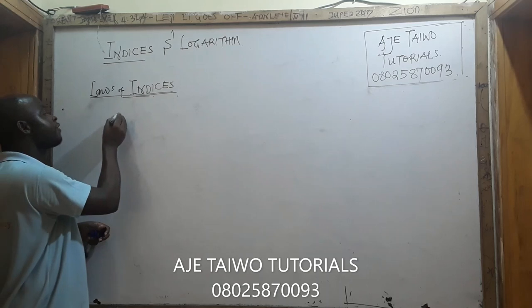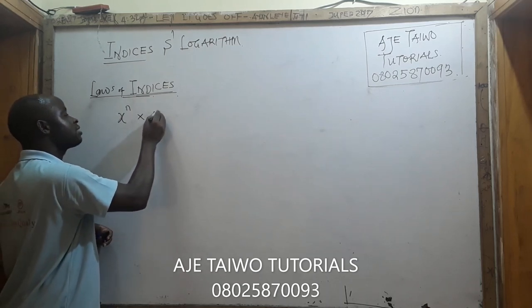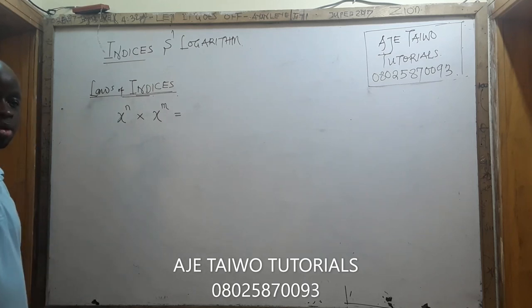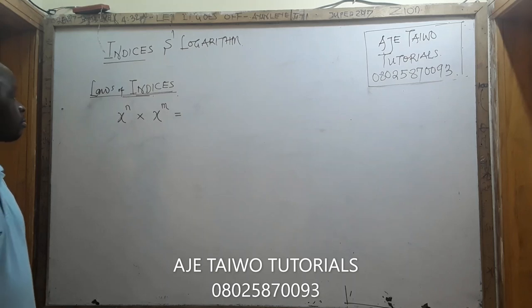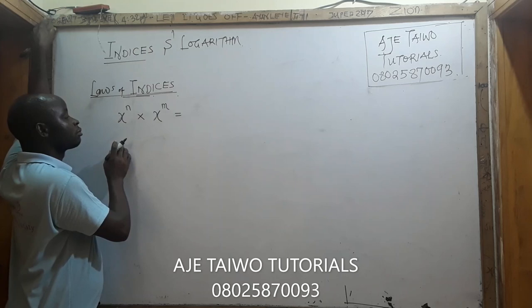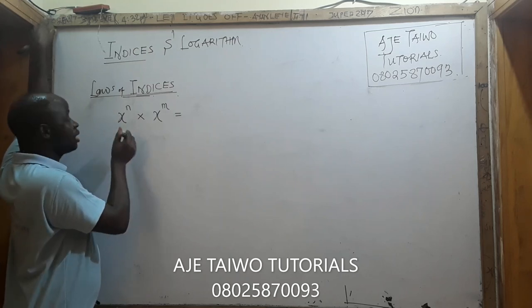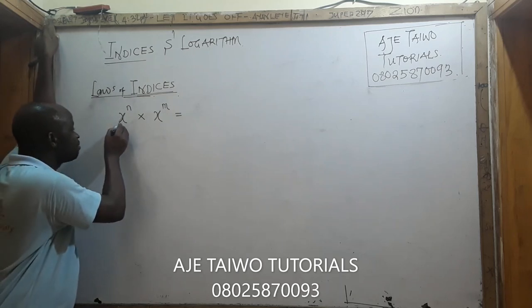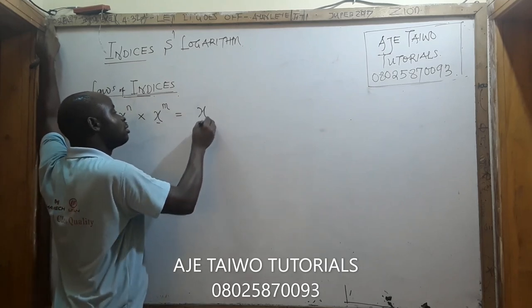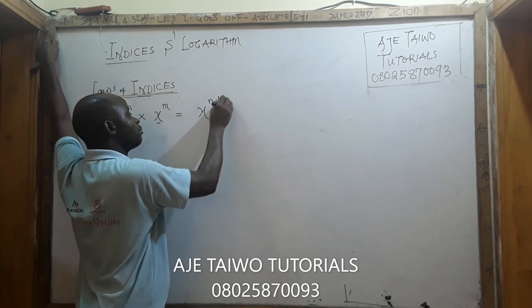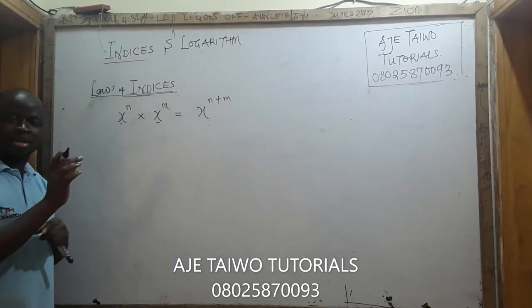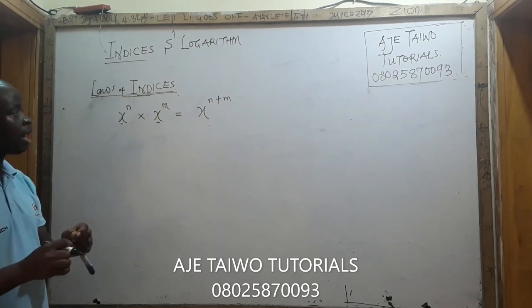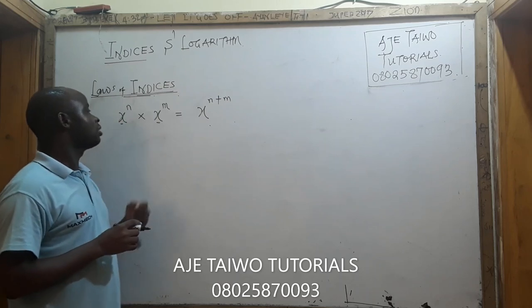Law of indices. If you have x raised to the power n times x raised to the power n, what do you do for the law of indices? Okay, in this case, watch. What you observe here is that these bases are the same. It's x and x. Just pick one and add the powers on them. That's the key there. Just pick one and add the powers on them if the bases are the same. That's the first law.